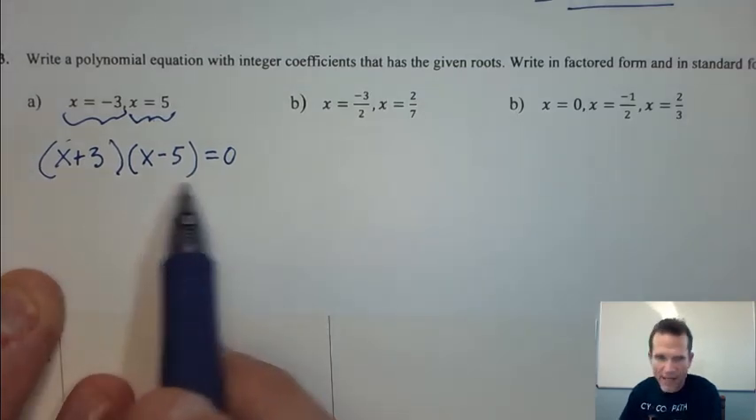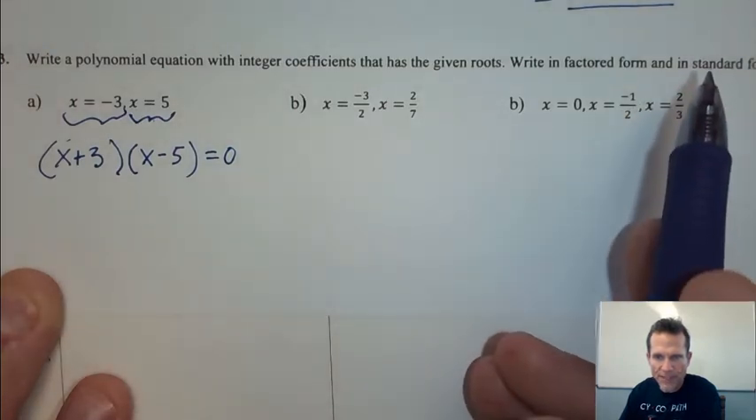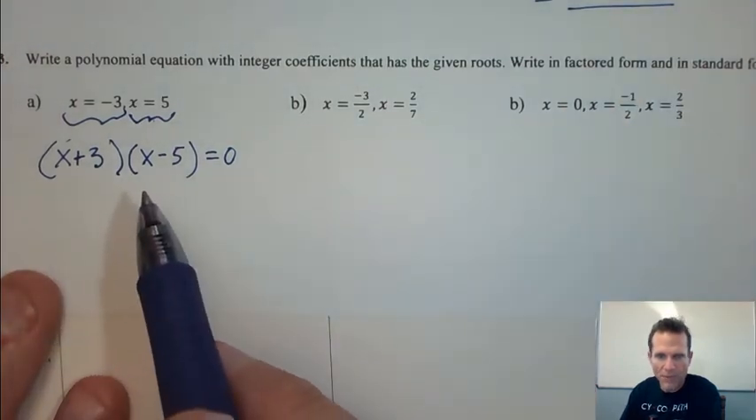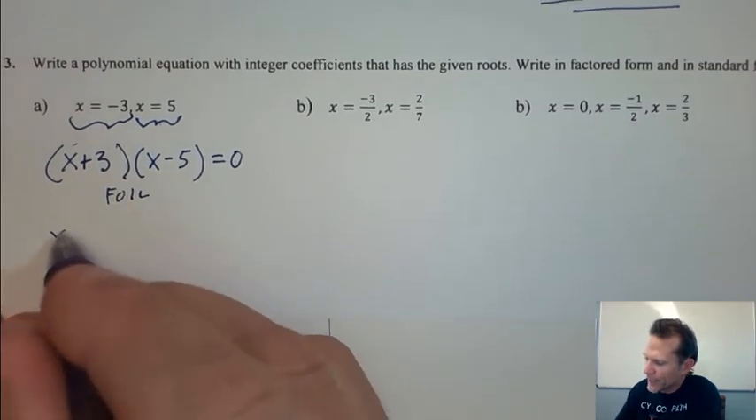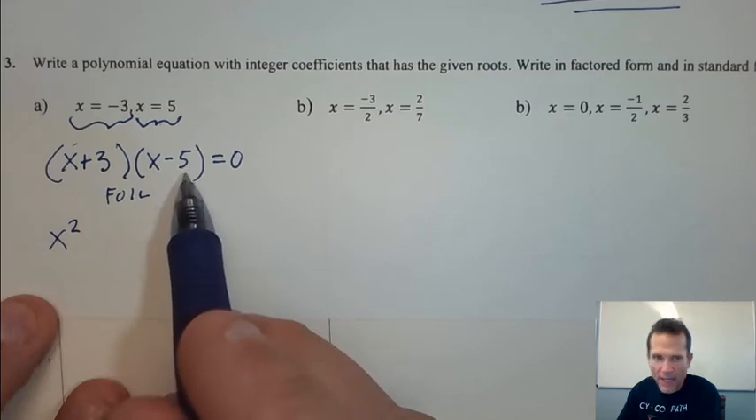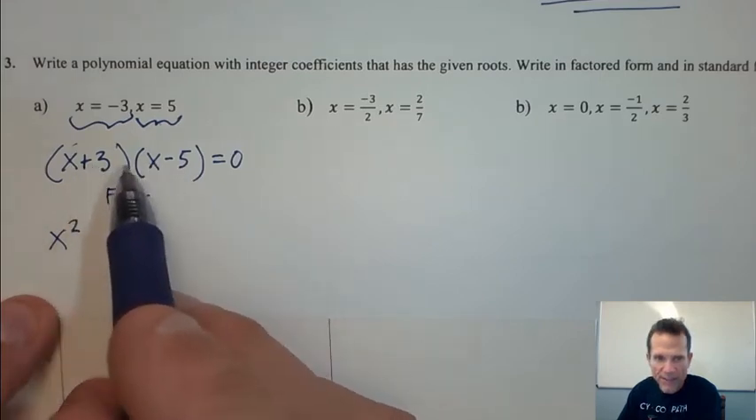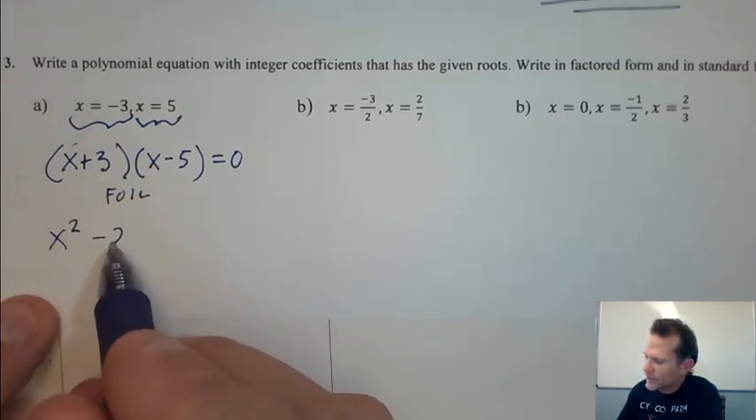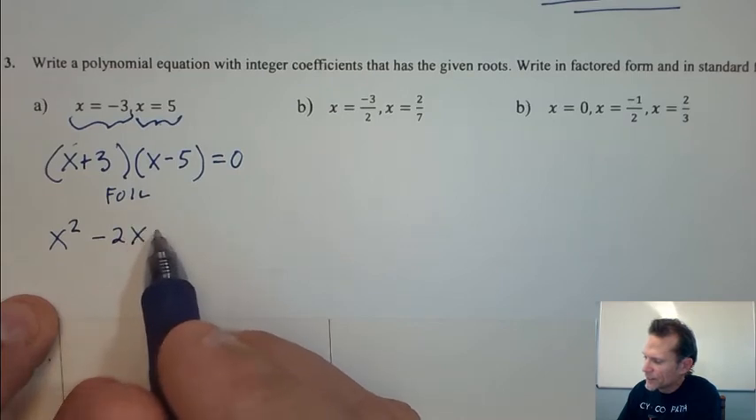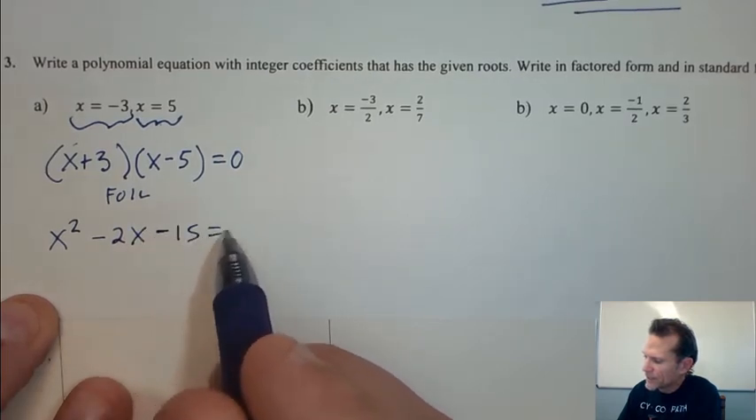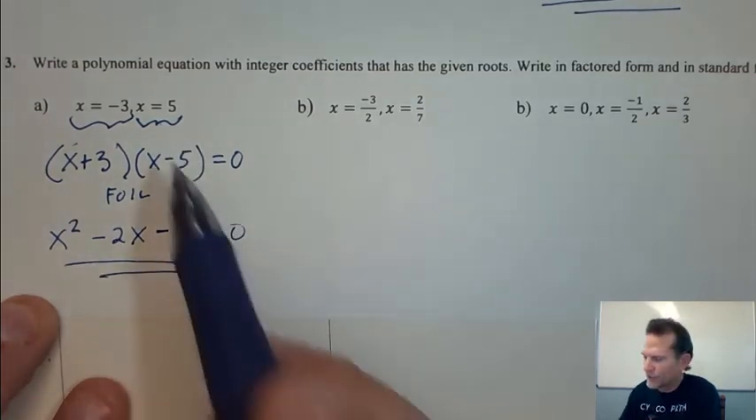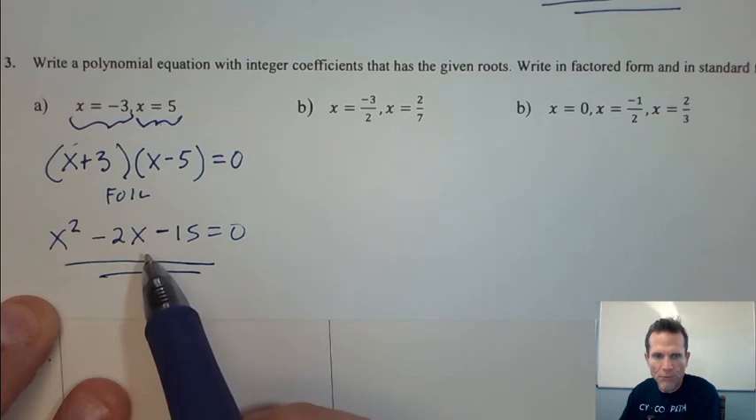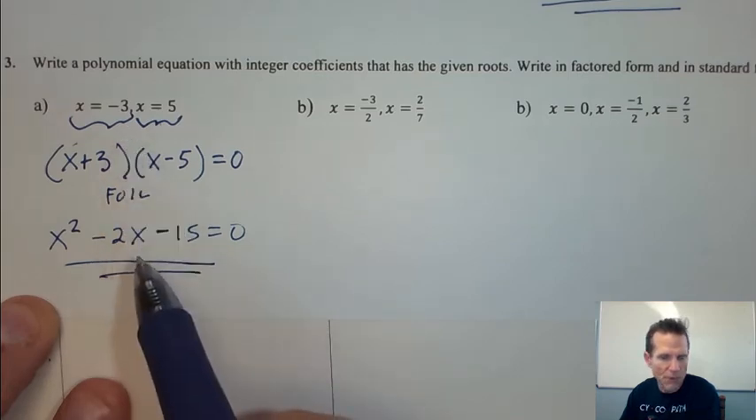So this is the factored form of it, okay? And then it says write it in standard form. What we'd need to do is multiply this out using FOIL, okay? And so using FOIL, we get x squared. Outside is minus 5x. Inside is 3x. So we get minus 2x, and then we get minus 15 equals 0. So it's kind of just some backwards thinking there. We have the solutions. What would produce those solutions, okay?